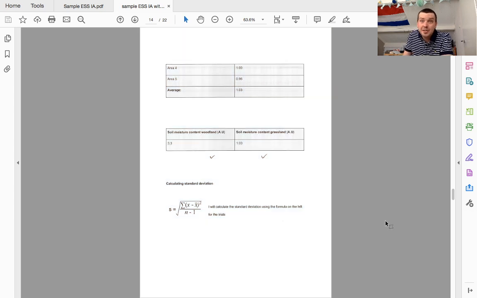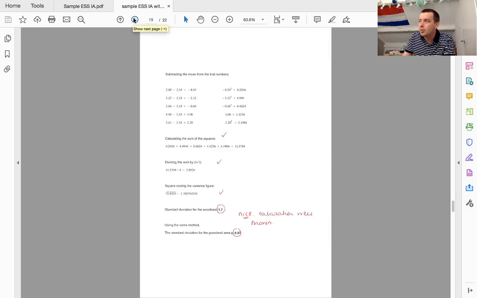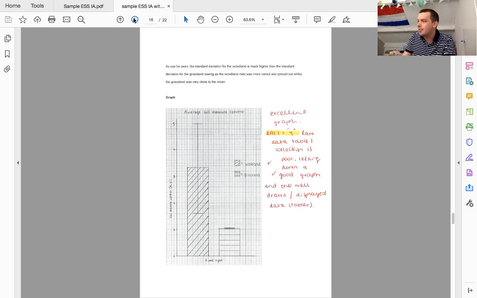Now, obviously, it differs depending on what you've done, but putting something in this section is a really good idea to justify why your calculations are being carried out.